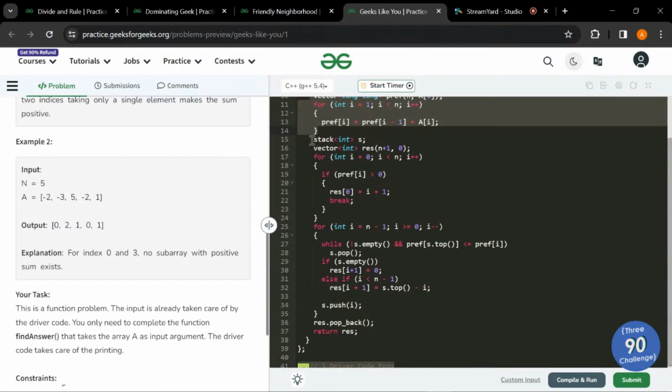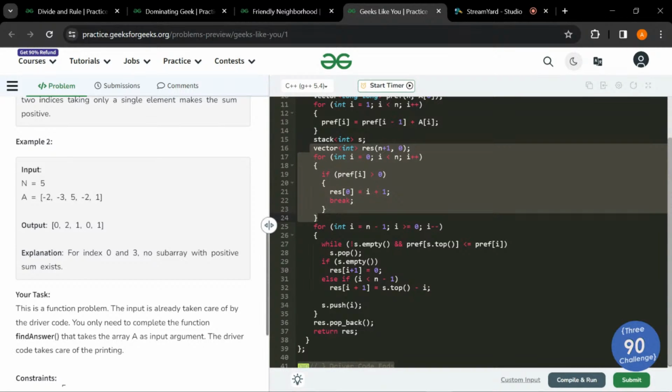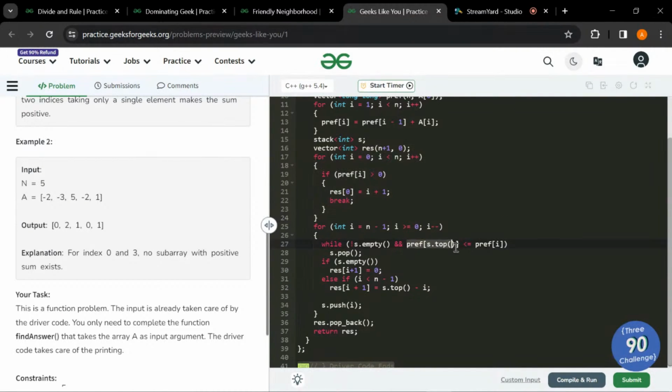Okay, let me explain the solution, then we'll try to run the second example. Here I'm using a stack and finding the answer for index 0, right? Because for every x, we are updating the answer for x plus 1 and iterating from right to left, storing the elements in increasing order. So if prefix of i is greater than or equal to the prefix of s.top, and here I am storing the indices to find the answer efficiently. Instead of storing the values, store the indices, and this is one of the most common practices to solve such kinds of problems.